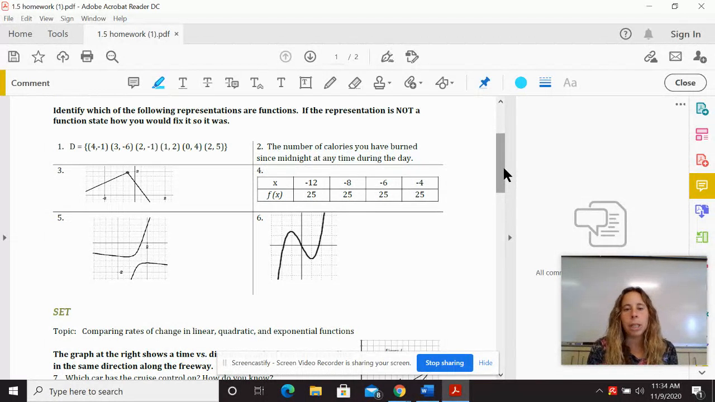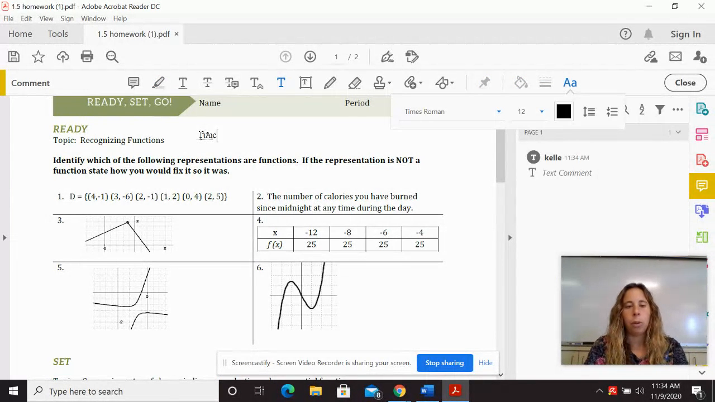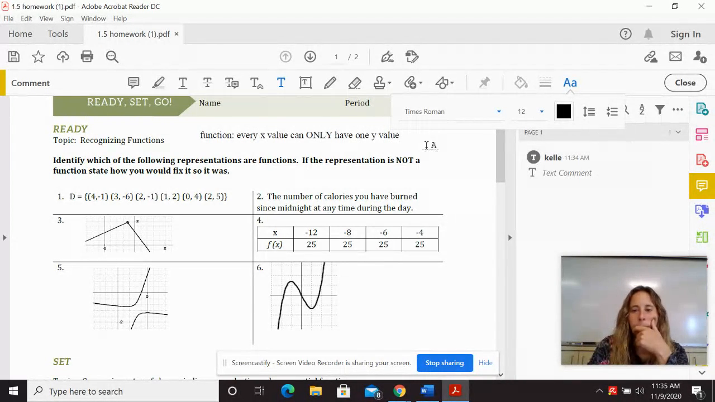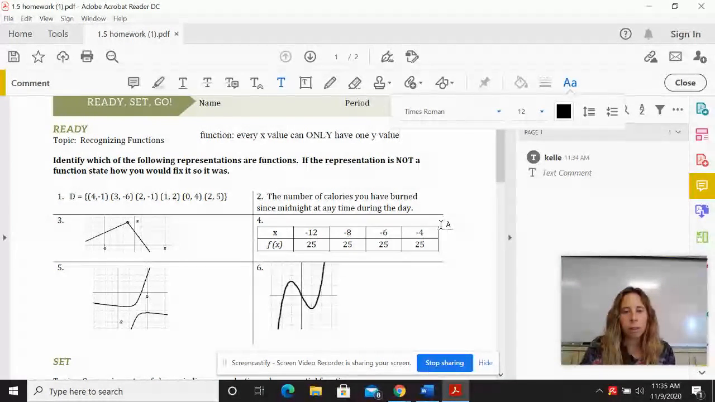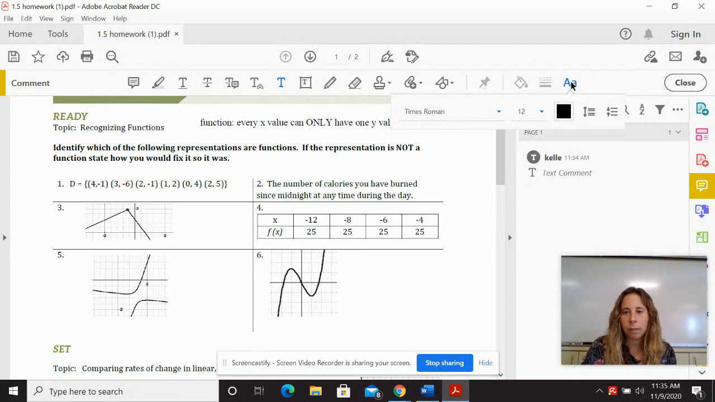The first one. So remember, functions. Let me write it again. Function. We'll say x value. Every x value can only have one y value. Okay? Remember, x's have to be exclusive. All right. Let me see if I can just fix that there.